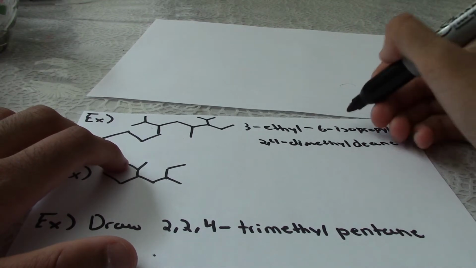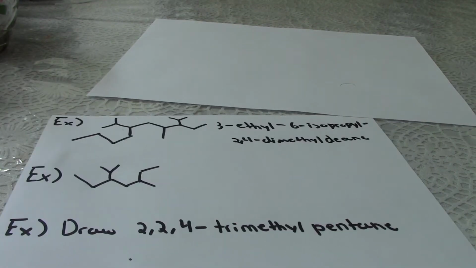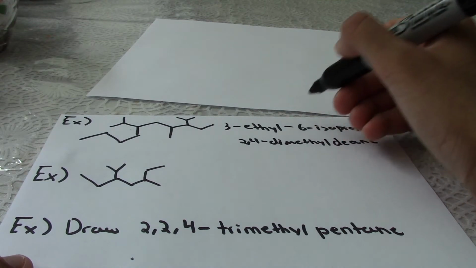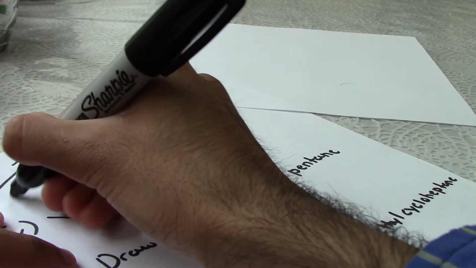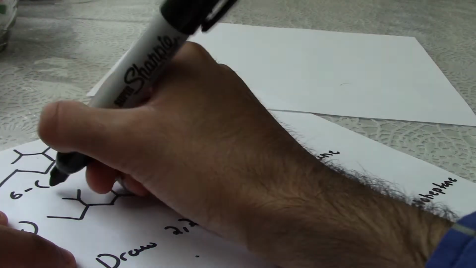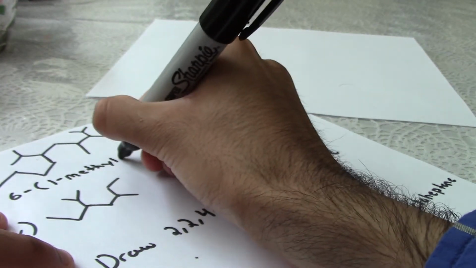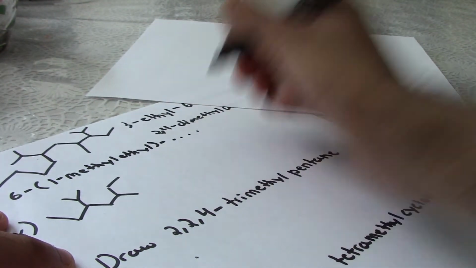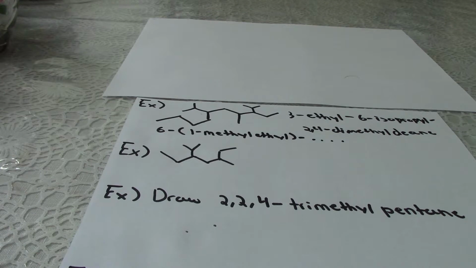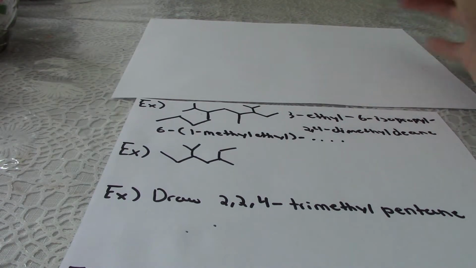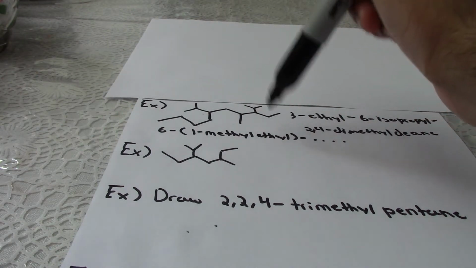Or you could have written it by, so instead of writing 6-isopropyl, what you could have done, I'll just write it up right over here, instead of writing 6-isopropyl, what you could have written was 6- and then an open bracket 1-methyl ethyl. And then you could have continued on from there if you wanted. So, 3-ethyl-6-isopropyl-2,4-dimethyldecane. Or if you wanted to replace isopropyl with the other traditional naming scheme, then it would be a 6- open bracket 1-methyl ethyl close bracket.